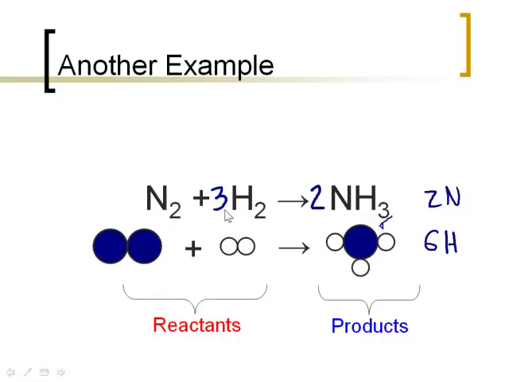Now if I multiply through, I have 6 atoms of hydrogen on this side, I have 6 atoms of hydrogen on this side. I have a total of 2 atoms of nitrogen on this side. I have 2 nitrogen atoms on this side. Now the equation is balanced and everything is beautiful.